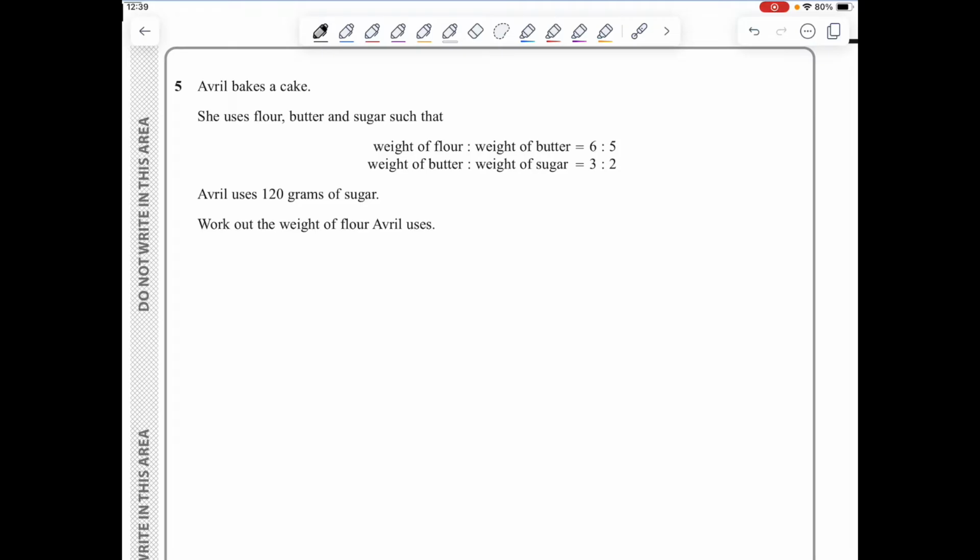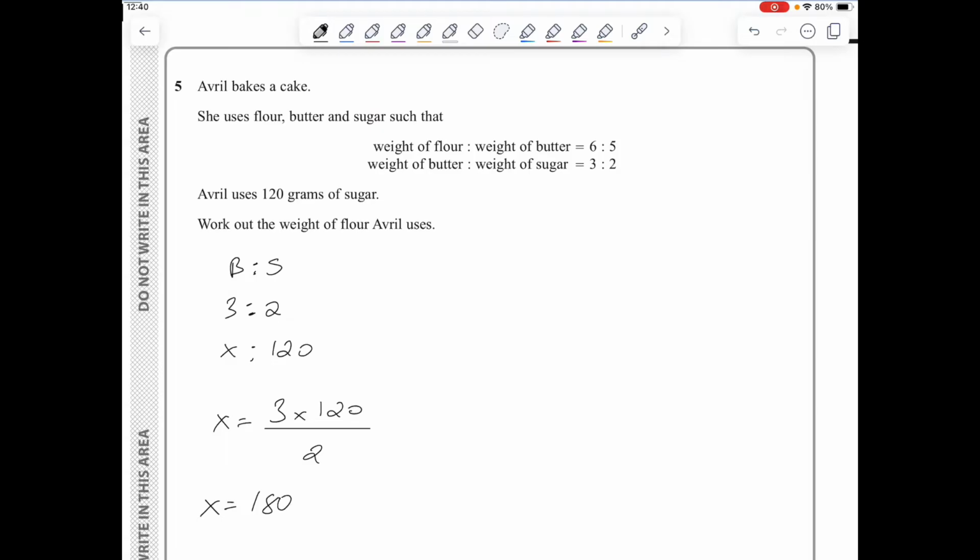For question 5, I'll start with the ratio butter to sugar, which is giving us 3 to 2. Now I have 120 grams of sugar, x grams of butter. Let's find x by cross multiplying. 3 times 120 over 2. X comes out to be 180 grams. This is the weight of butter.